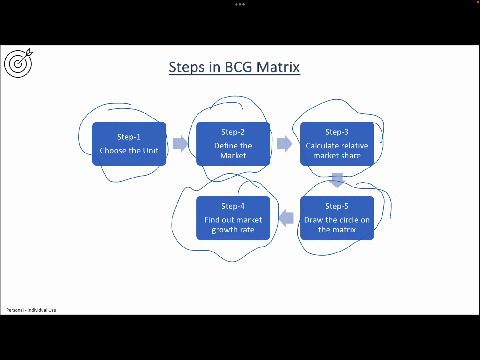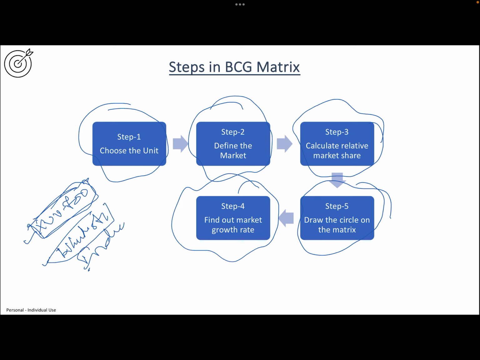For example, if Mahindra is trying to do a BCG matrix for the XUV 700, what do they have to do? They have selected this product. Then what is the market for this? The whole of India and the SUV market, right? The product line is the SUV market, and the region is India. If you combine these two things, then your market is ready.